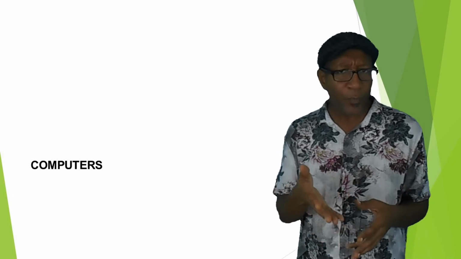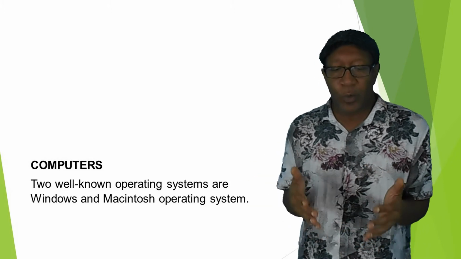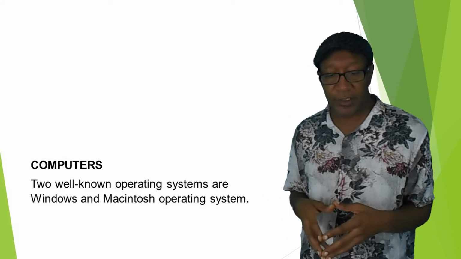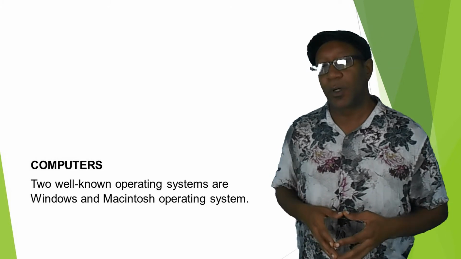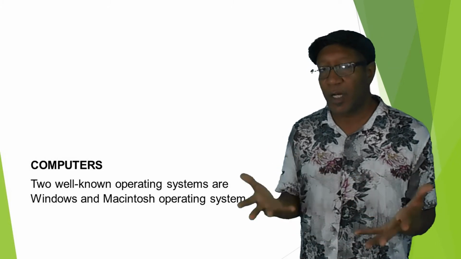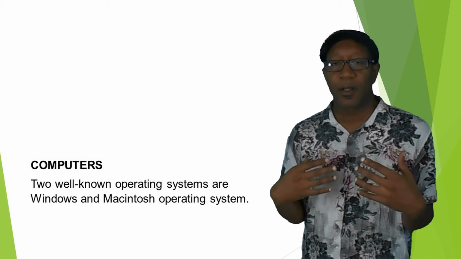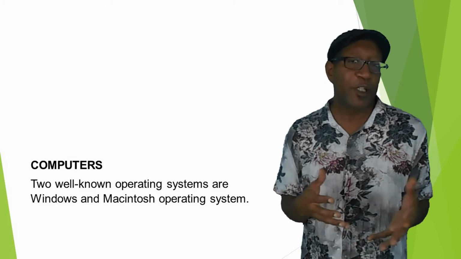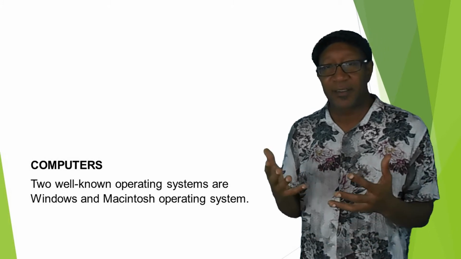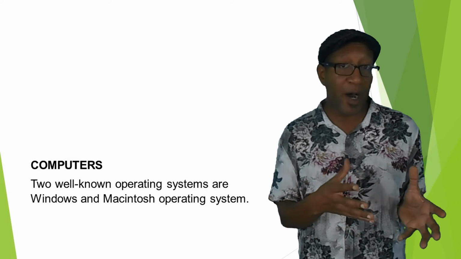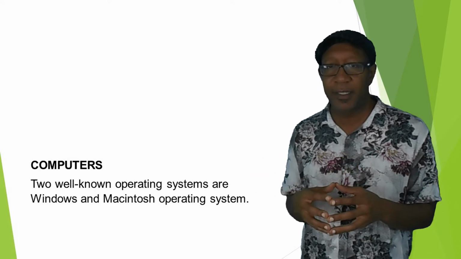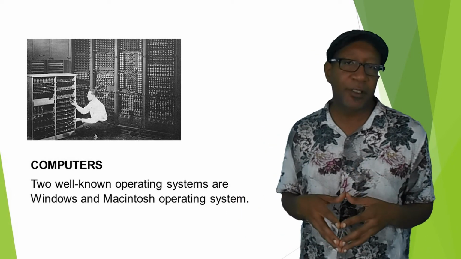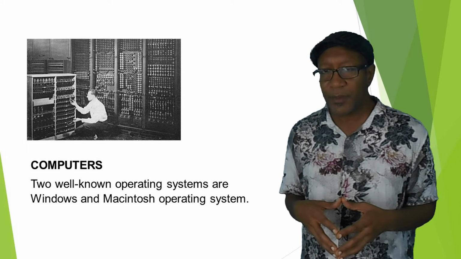And here we have this text. They say, two well-known operating systems are Windows and Macintosh operating system. So an operating system is software that makes the computer work. To make an analogy, we could say that the hardware is the body and the software is the soul of a computer. And here we have an image of an old computer.